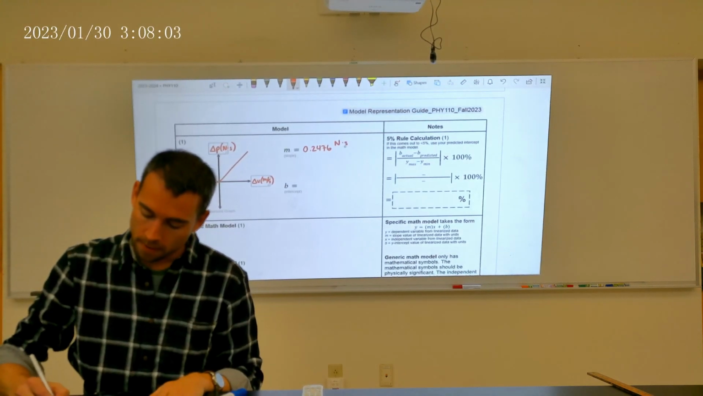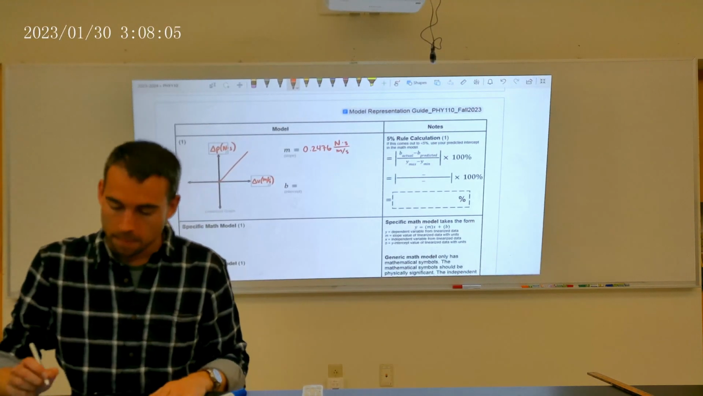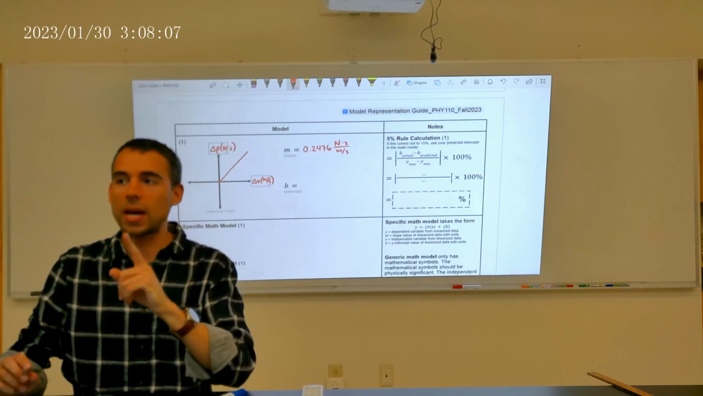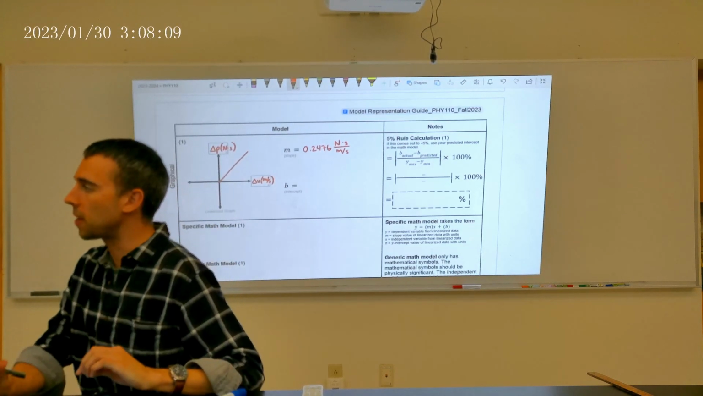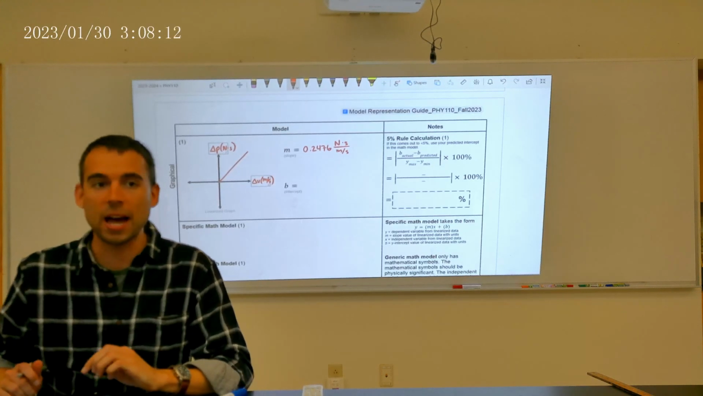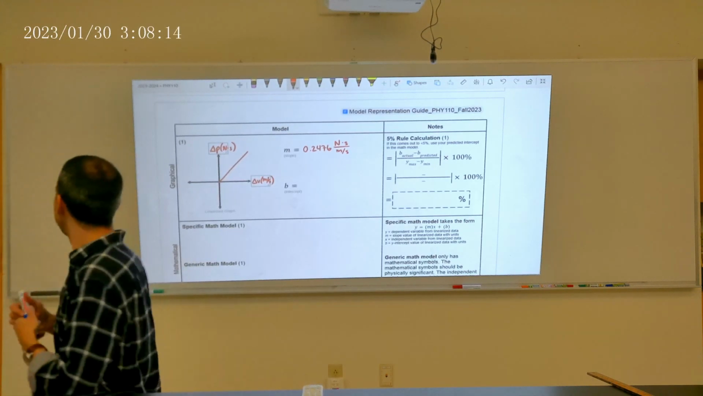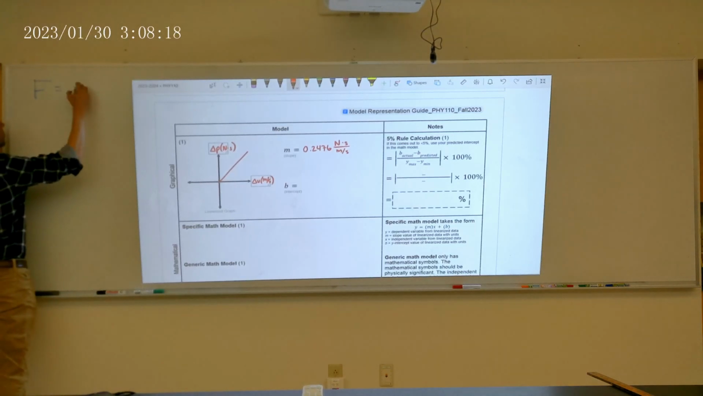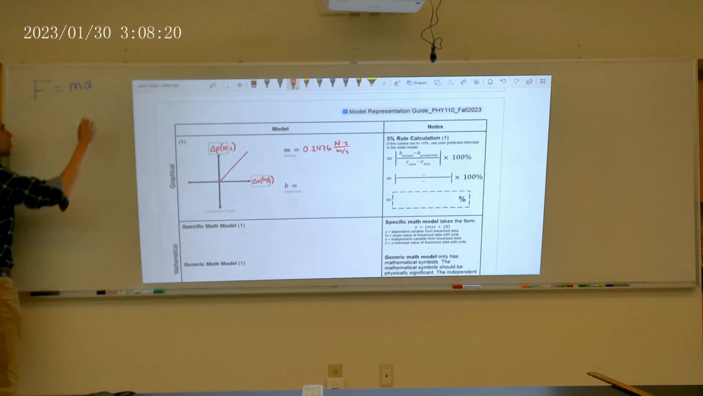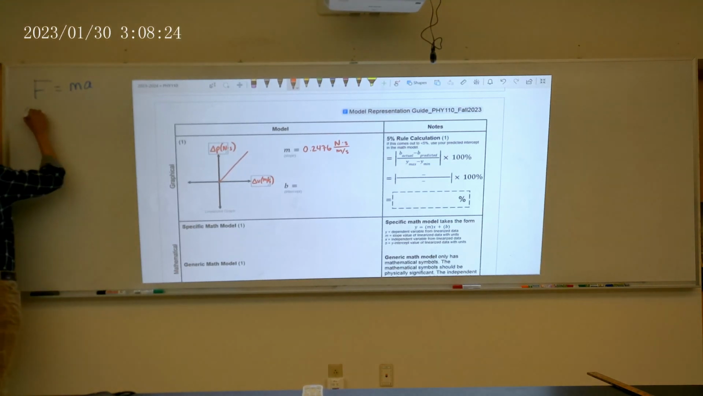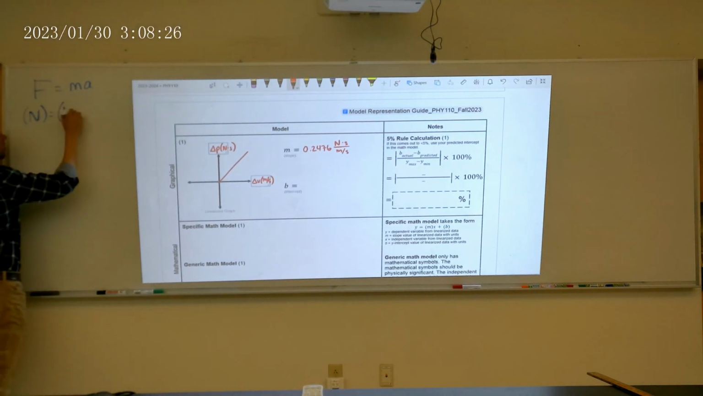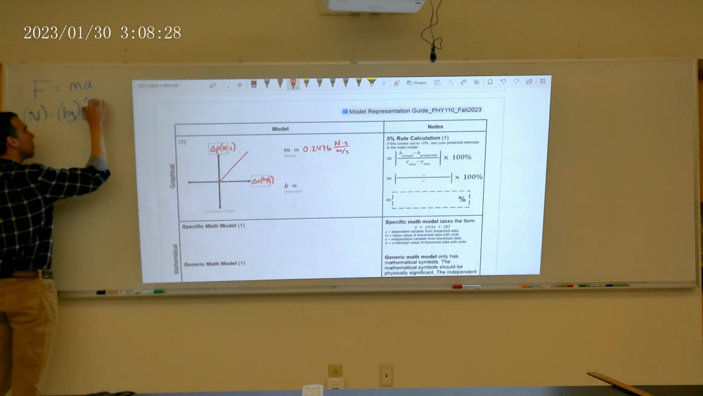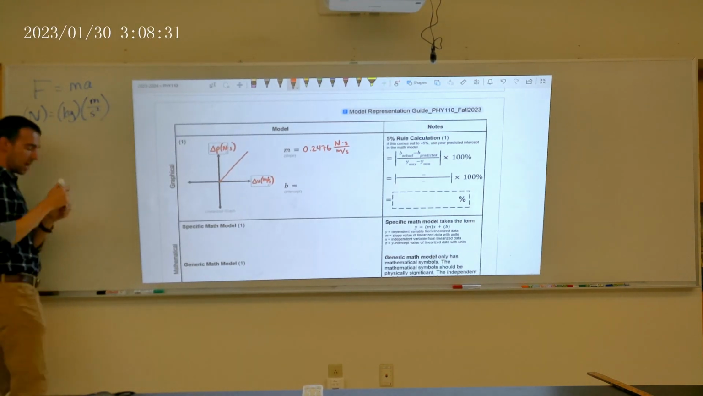Newtons over meters per second. But wait, there's a way that we can simplify those units by thinking about the units that are hidden away inside of a newton. Since newtons are the unit for force, and force, your physics tattoo, is F equals ma, newtons actually have units of kilograms times meter per second squared hidden away inside of them.